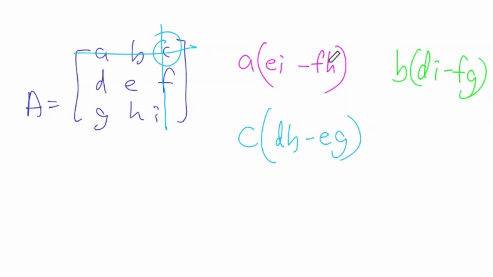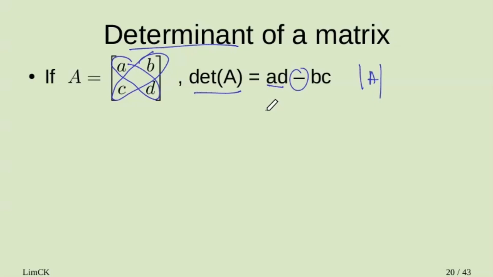So we have 3 groups of numbers here. First positive, second negative, third positive, and so on. But we have only 3 here, so stop here. Then this is the determinant of A. So this is how we compute the determinant for a 3 by 3 matrix. It's a bit lengthy, but it's very simple. Just repeat.